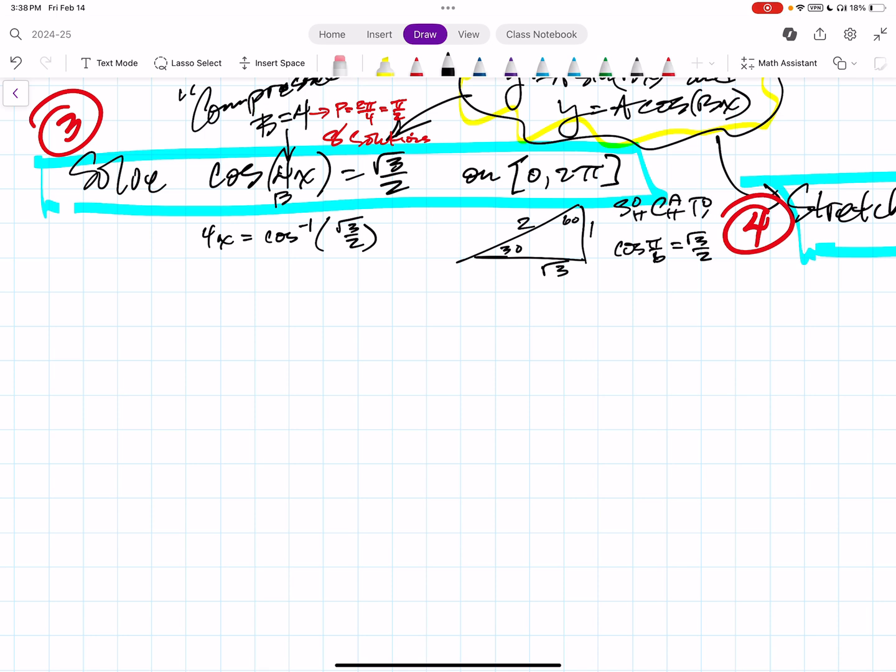SOHCAHTOA, right? Adjacent divided by hypotenuse. So the cosine of 30 degrees, which is, excuse me, pi over 6, is equal to root 3 over 2. All right, so that's a reference angle. But this is positive, as you guys know. This is positive, and we're dealing with quadrants 1 and 4. Cosine's positive there.